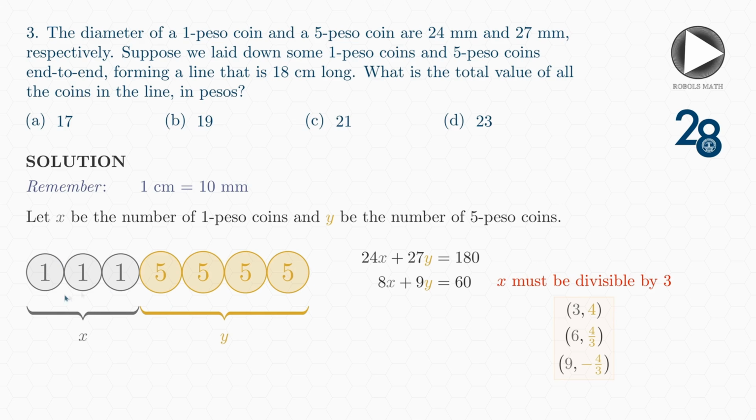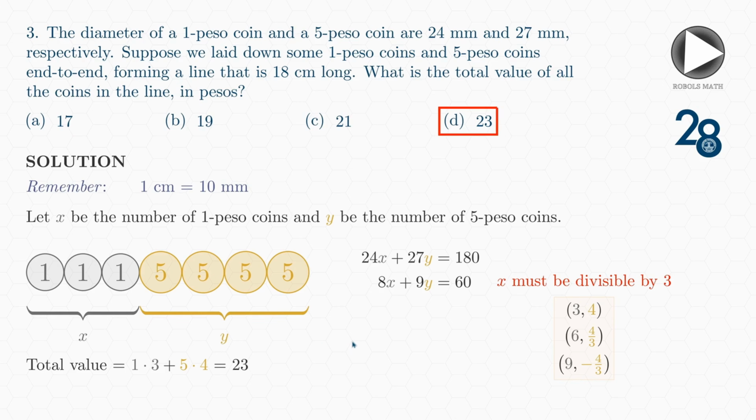We have 3 1 peso coins and then 4 5 peso coins. Get it? We're looking for the total value, so we multiply the number of coins, 3, by the value, which is 1. So this is 1 times 3, being the total value of the 1 peso coins, and then 5 times 4 is the total value of the 5 peso coins, which gives a total value of 23. So the answer for this problem is 23. Okay, I hope that's clear.